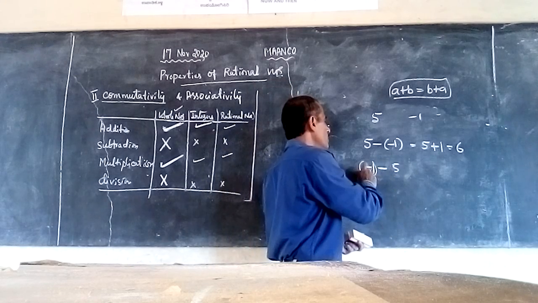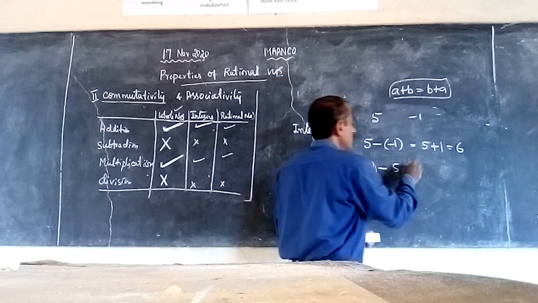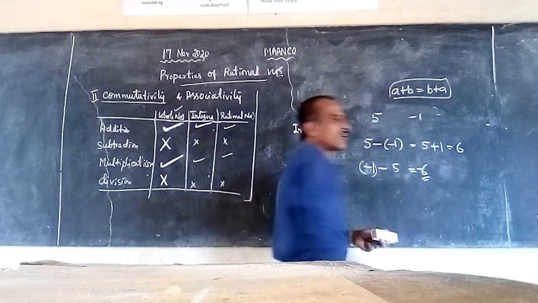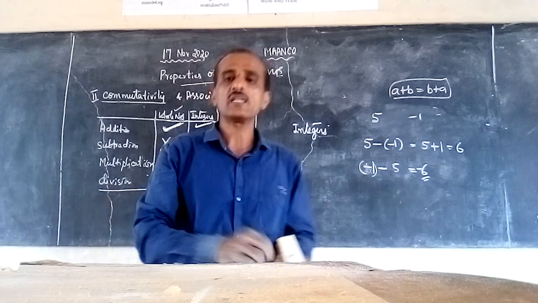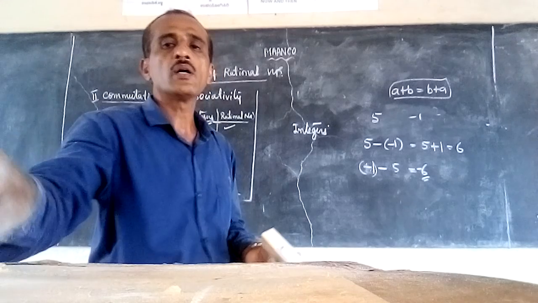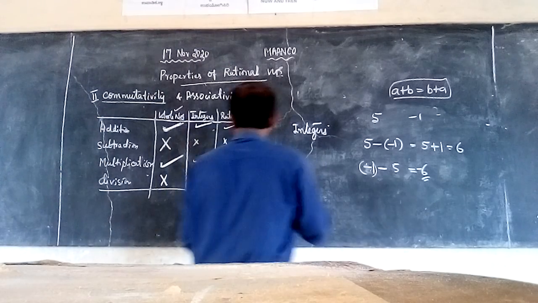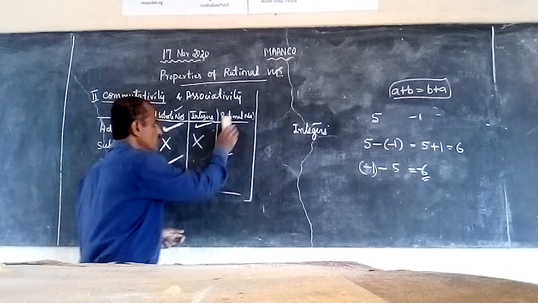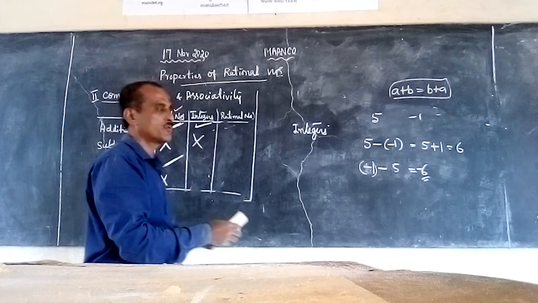Whether it is equal to minus 1 minus 5? Minus 1 minus 5 is equal to minus 6. 6 is not equal to minus 6. So subtraction is not commutative for integers. Remember, subtraction is not commutative for integers.